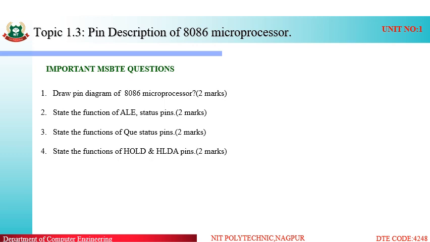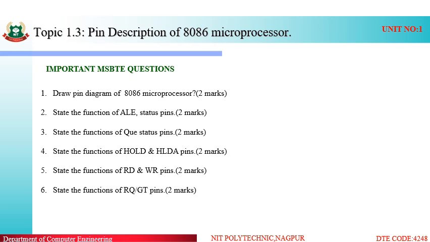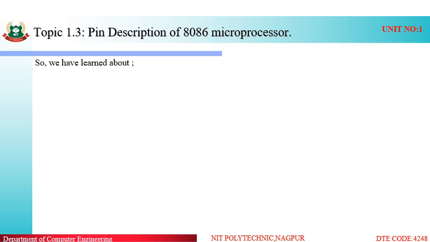State the functions of hold and hold acknowledgement. Functions of read and write bar pins. Functions means what the RD bar will perform. So the answer will be it is used to read the data or address. State the functions of request and grant pins.